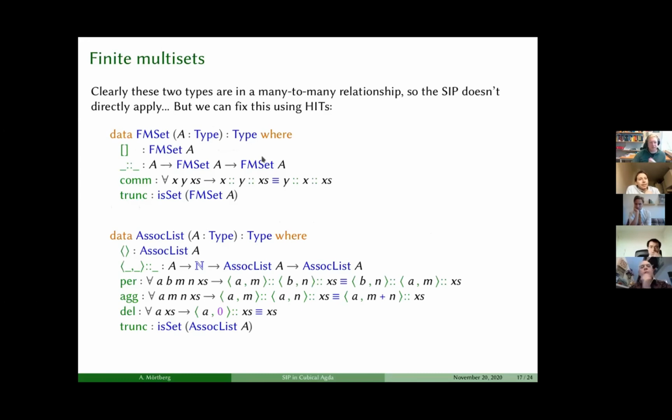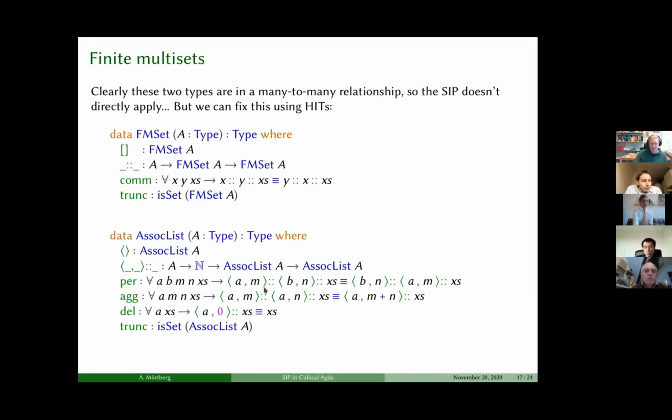So here are two HITs. The first one is kind of simple. You define a listed finite multiset. It's just like the normal list constructors, but then you also add a constructor that tells you that you can permute elements. So you believe me, this is a way to represent listed finite multisets. And then you can do the same for association lists, where you pair an element with its multiplicity, but then you need a few more axioms.